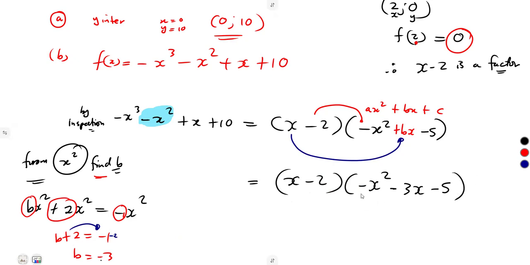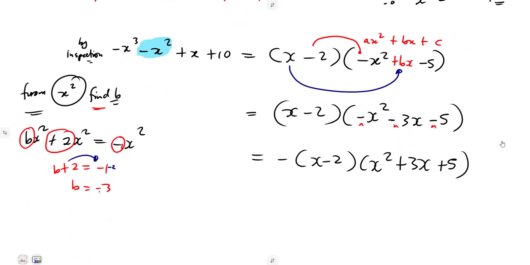So you're going to factor out this negative, which is common throughout. This is it: negative into x minus 2. By factoring out the negative, this is going to be positive x squared, positive 3x, positive 5. Can this be factorized? That is the condition.